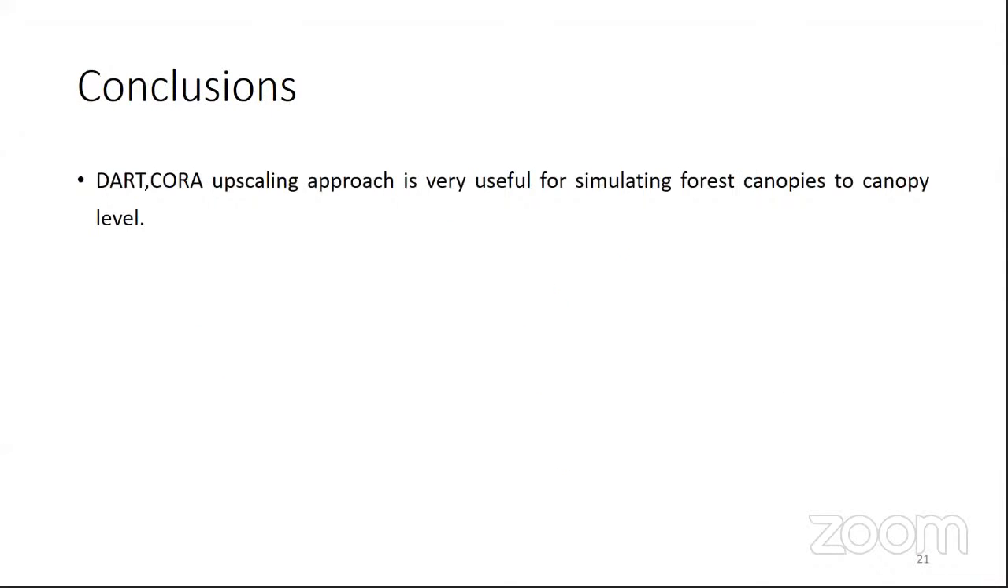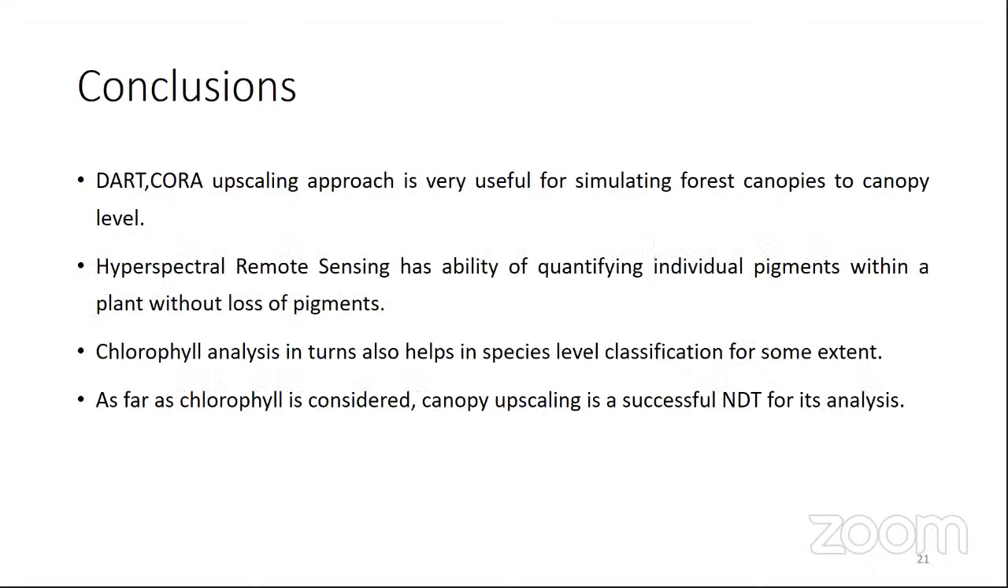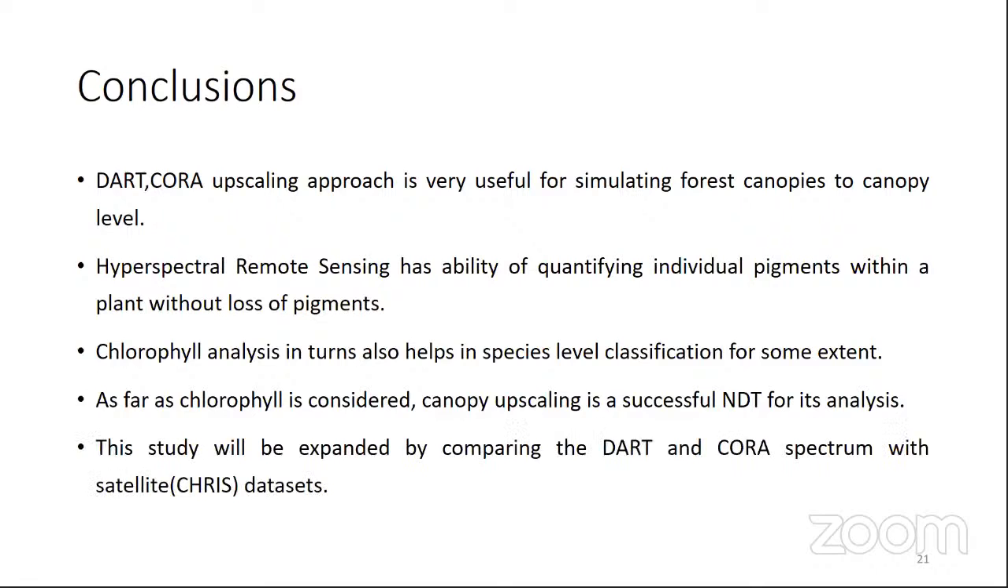So coming to conclusions, this DART and CORA upscaling approach is very useful for simulating forest canopies to canopy level. And hyperspectral remote sensing, as we saw, has the ability of quantifying individual pigments within a plant without loss of pigments. Chlorophyll analysis in trees also helps in species level classification to some extent. And as far as chlorophyll is considered, canopy upscaling is a successful non-destructive technique for its analysis. In future, the study will be expanded. The DART and CORA spectrums which we upscale will be compared with CRIS data sets or any other satellite data sets to prove more accuracy.